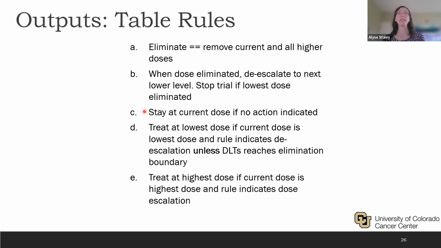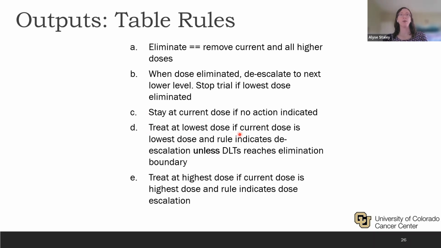Additionally, there are some DLT counts that are not on the table, and that's because they're in between escalation and de-escalation, and therefore the next cohort of patients need to stay at the current dose. There are also cases where it's a little unclear what to do because you're already at the lowest or highest dose that the trial is exploring.